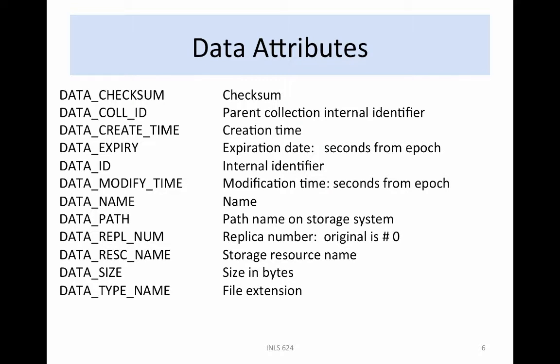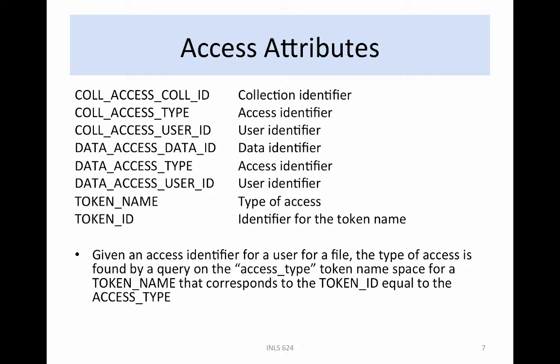The attribute names associated with files are data checksum, the checksum of the file, either MD5 or SHA-256; data coll ID, the parent collection internal identifier; data create time, the date the file was created in seconds since January 1st, 1970; data expiry, an expiration date in seconds since January 1st, 1970; data ID, an internal identifier for a file; data modify time, modification time in seconds since January 1st, 1970; data name, name of the file; data path, physical path name on the storage system; data repl num, the file replica number, the initial copy is number 0; data resource name, the storage resource name for the file; data size of the file in bytes; data type name, the data format type.